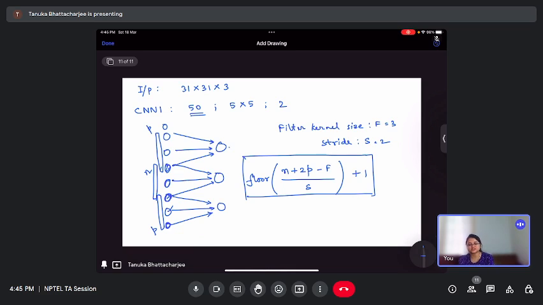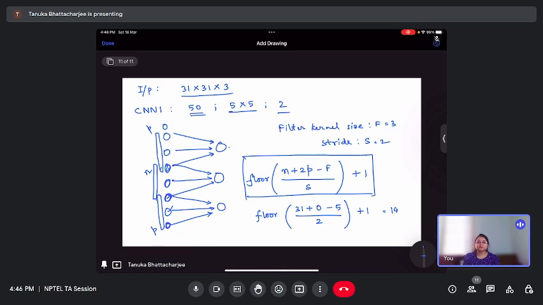So, in this particular case, our input was 31 cross 31 cross 3, and our kernel size is 5 cross 5, stride is 2, and as mentioned we are not using any zero padding. So, along each dimension the output number of units will be floor of (31 + 0 - 5)/2 + 1, which becomes 14.